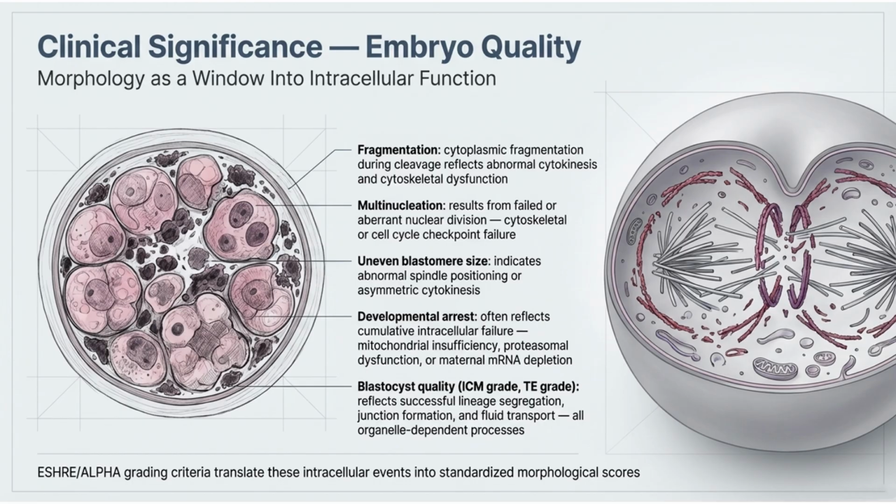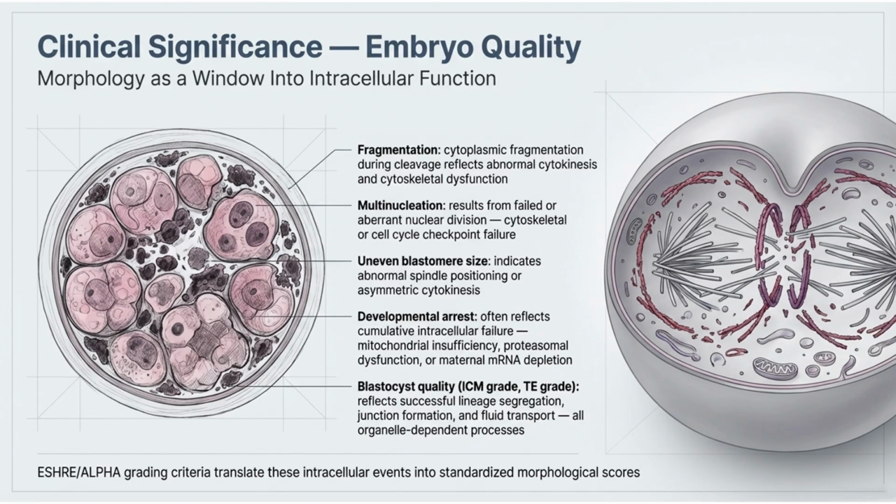The nucleus has divided but the cytoplasm has not, or nuclear division has occurred asynchronously and produced extra nuclei. Either mechanism implicates the cytoskeletal and cell cycle checkpoint machinery, specifically the spindle assembly checkpoint that should prevent nuclear division from completing until all chromosomes are correctly attached to the spindle. Multinucleated blastomeres at day 2 or day 3 are a reliable marker of reduced developmental potential and increased aneuploidy risk.